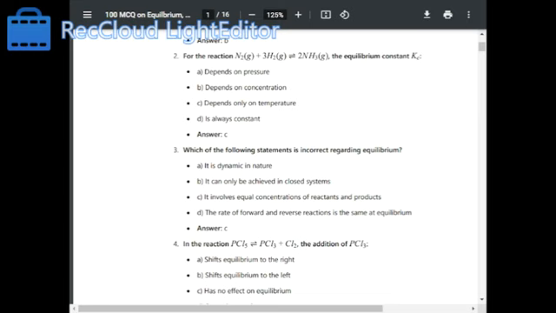Which of the following statements is incorrect regarding equilibrium? All are correct except C, that it involves equal concentration of reactants and products. It is a wrong statement, hence option C is correct.